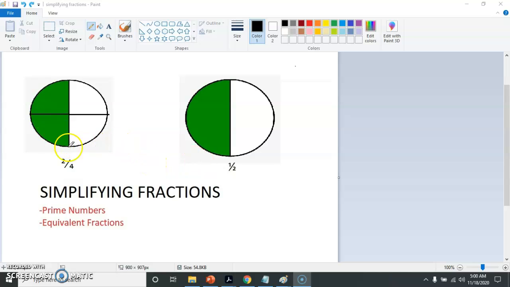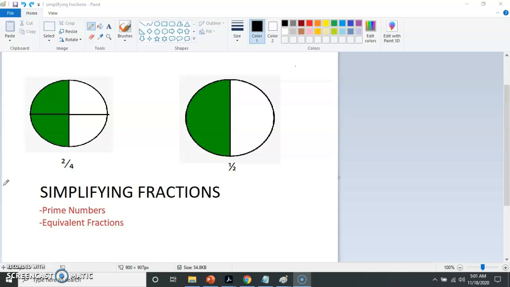As you can see, on the left side here, we have 2/4, and we simplified that to 1/2. The reason that's correct is because, as you can see if you look at the drawing, 2/4 and 1/2 are both equal fractions. And then obviously 1/2, the numbers are smaller than 2/4.